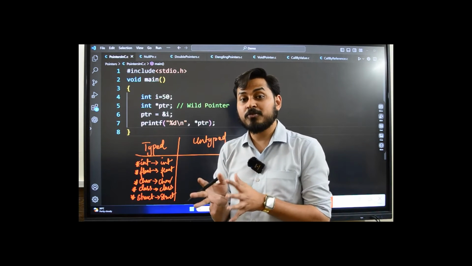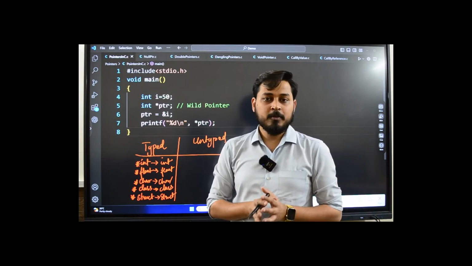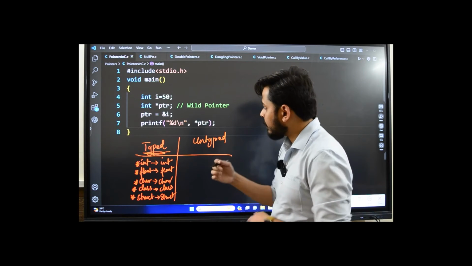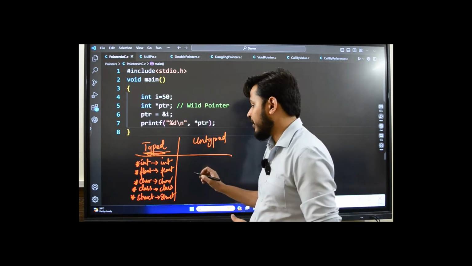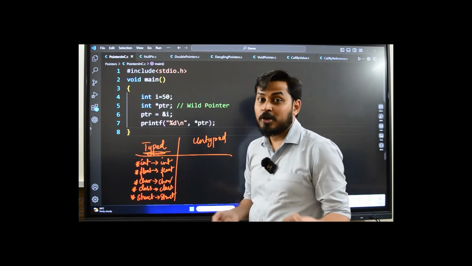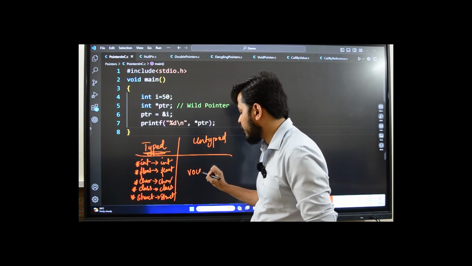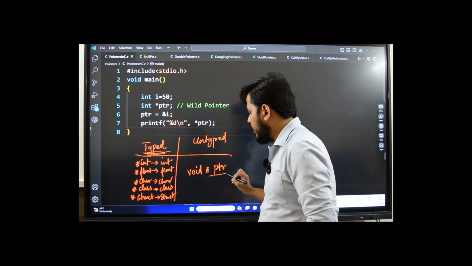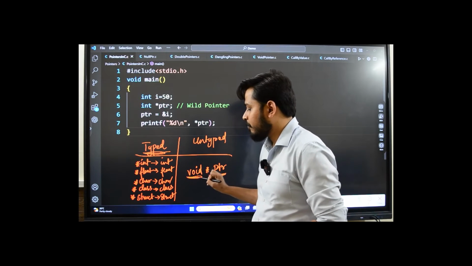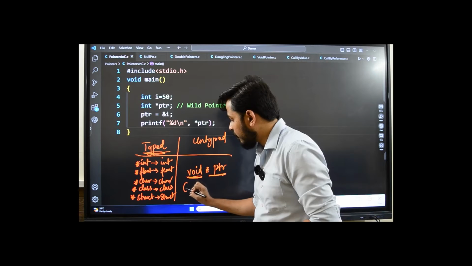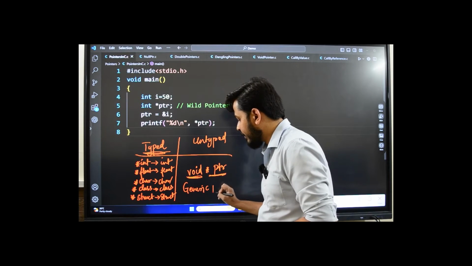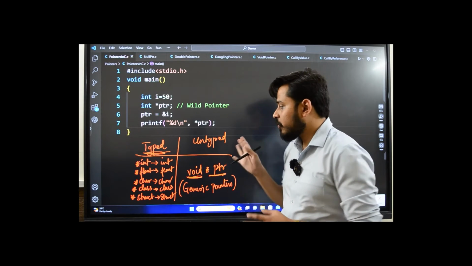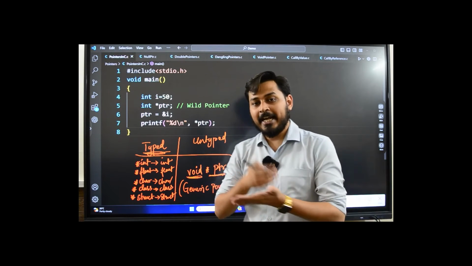So those pointers which have their own specific data types are called typed pointers. This is one major category. On the other hand come untyped pointers. Untyped pointers are those pointers which do not have any data type. But then what do you write there? You write void, then star, and then ptr. This type of pointer, which has the data type void, is also called an untyped pointer, or you can call it a generic pointer.